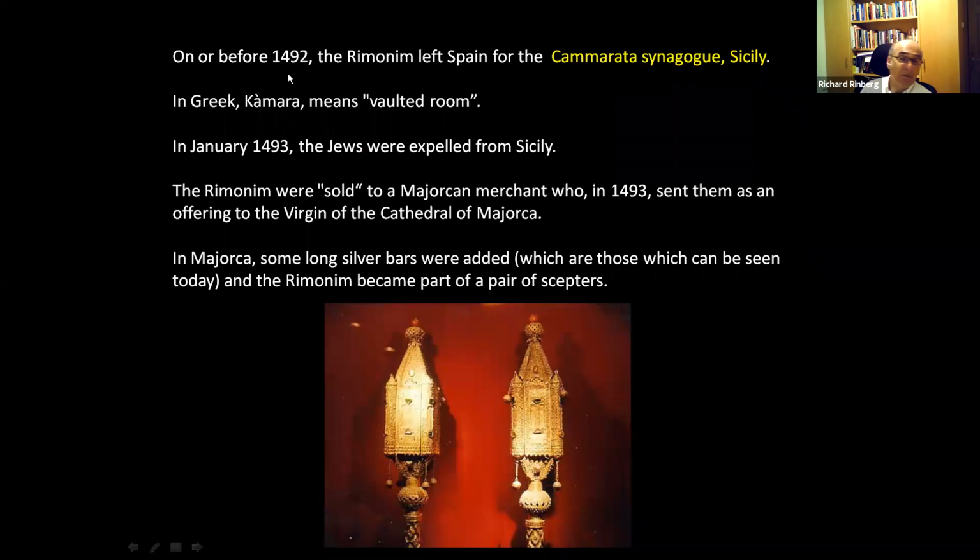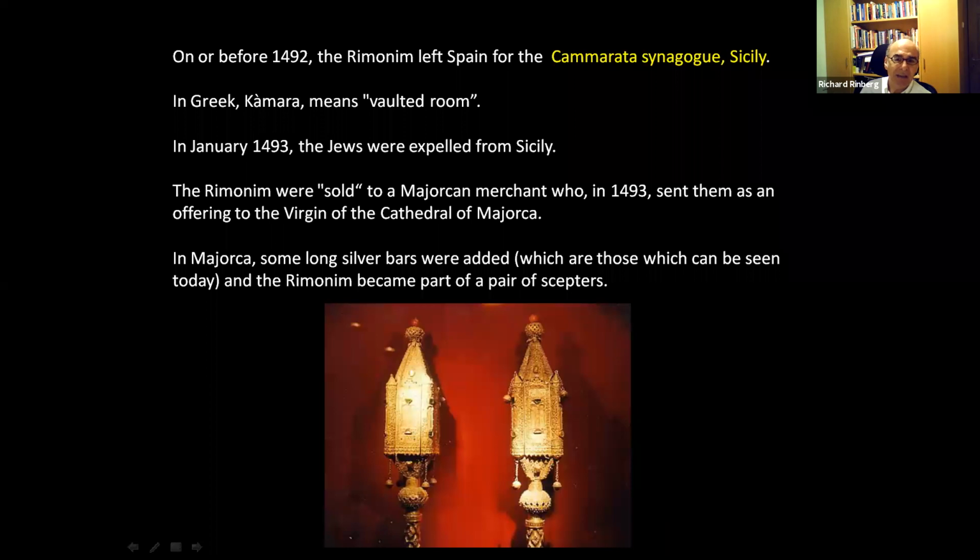Now, on or before the expulsion from Spain, so 1492, the Rimonim left and they went to Sicily, right at the foot of Italy. And they end up in the Camerata synagogue. Camerata is basically a vaulted room. It was a room, but it was the shul. And then when the Jews are kicked out of Sicily, 1493, the Rimonim get sold, in inverted commas. I'm not sure how they end up with a Christian merchant who then sends them to the Cathedral of Mallorca as an offering to the Virgin.